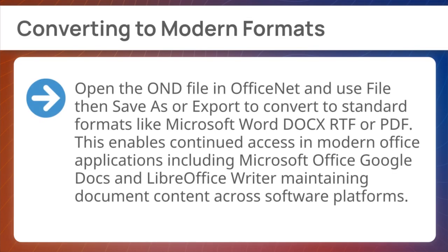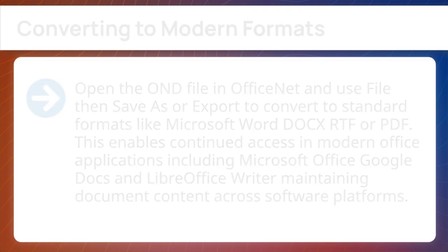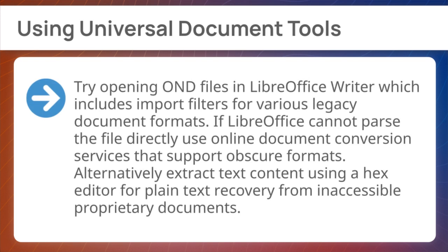Open the OND file in OfficeNet and use File then Save As or Export to convert to standard formats, like Microsoft Word DOCX, RTF, or PDF. This enables continued access in modern Office applications, including Microsoft Office, Google Docs, and LibreOffice Writer, maintaining document content across software platforms. Finally, using universal document tools.